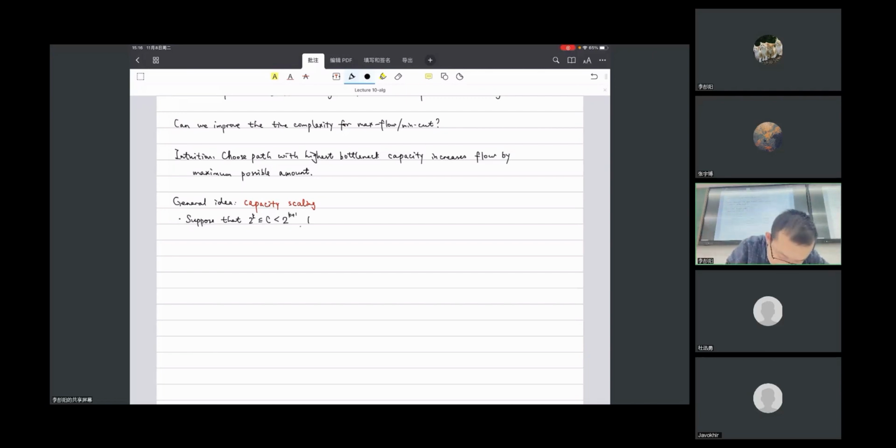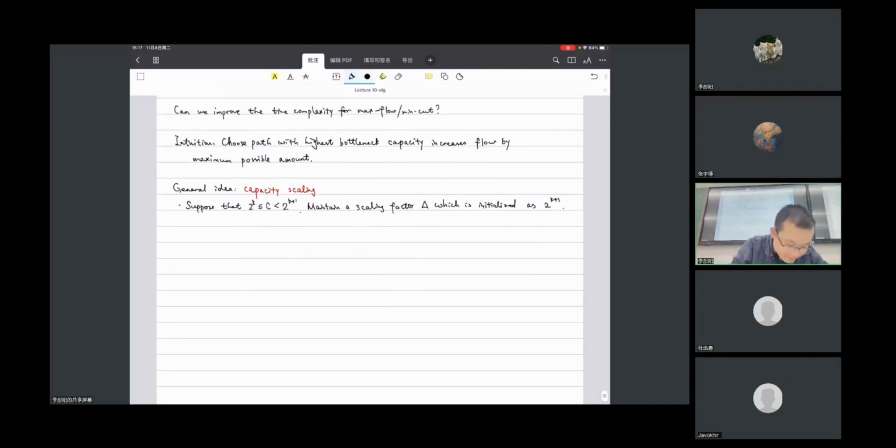So a very important thing that we will do is maintain a scaling factor. Let's denote it by delta, which is initialized as 2 to the K plus 1. We don't need to initialize a large delta here because we basically know the range of C. So at the beginning we have a scaling factor delta that is roughly the same as the value C.